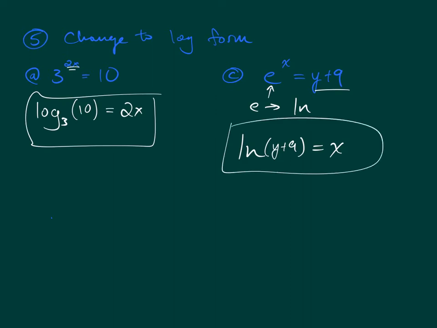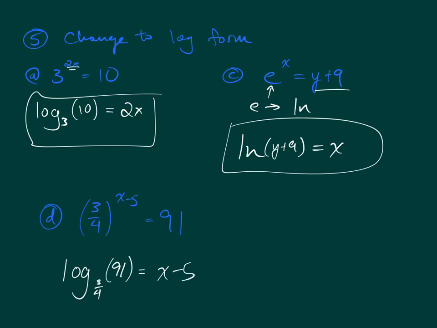And then the last one I want to do right here is 3/4 to the x minus 5 equals 91. Now this is exactly the same process as the other ones. I know this is going to be a log. It doesn't have an e for a base, so I know it's going to be log. The base is 3/4, and that's fine. Remember, bases just have to be positive numbers and not equal to 1. So we've got that there. This will equal x minus 5, and the 91 will be the argument.